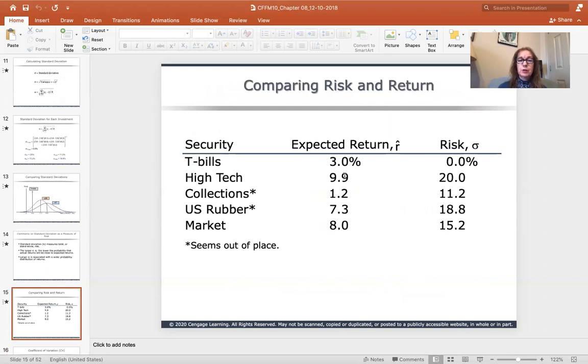Typically the higher return is going to give you a higher risk. Not always the case, though, because you can see here the market is giving you an 8% return, but the standard deviation is only 15.2, whereas US rubber has a lower return but a bit higher risk.